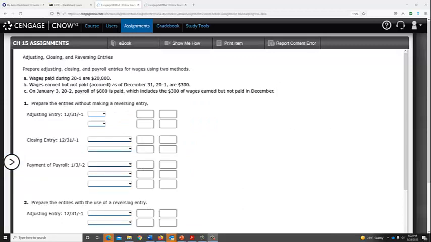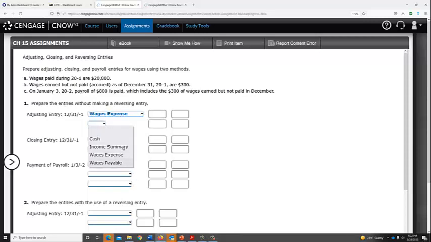So the problem is telling us that we have wages that were paid during the year of $20,800. So that's just telling us that before the adjustment we had $20,800 in wages expense. And then on B, it says the wages earned but not paid is $300. So that's what we owe. That's going to be our adjusting entry. So wages expense and wages payable will be for the 300.